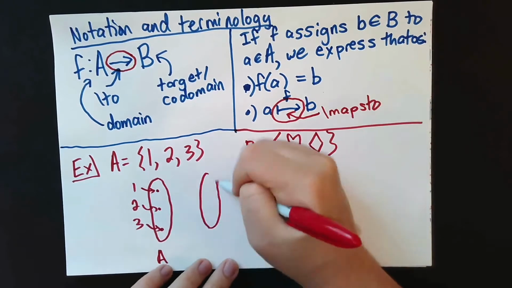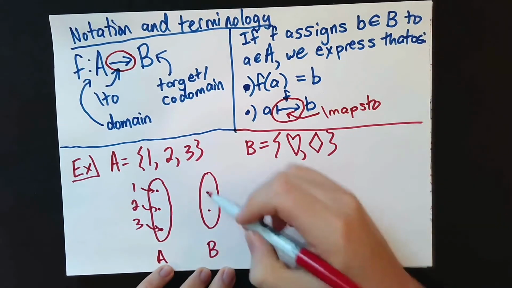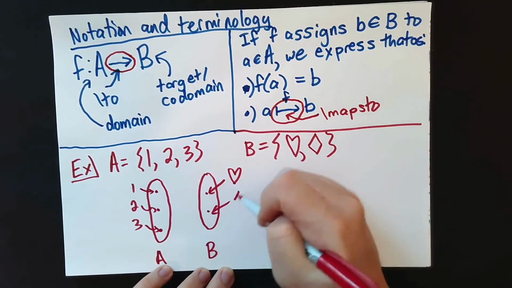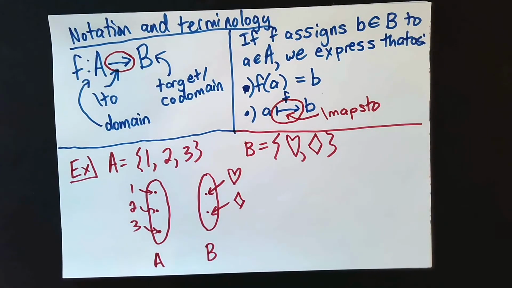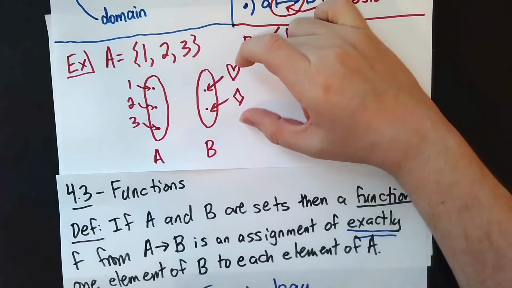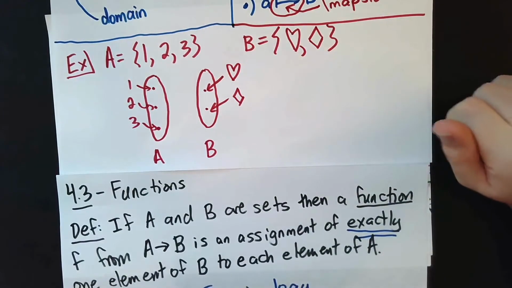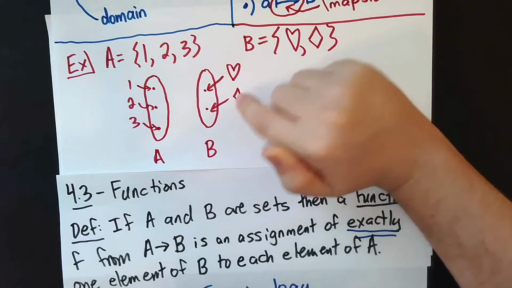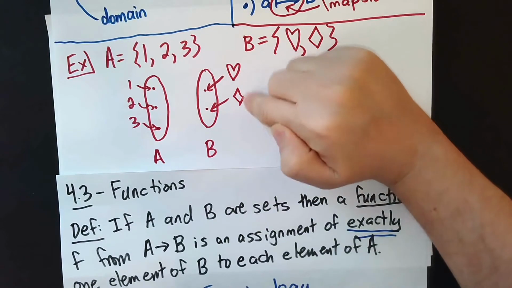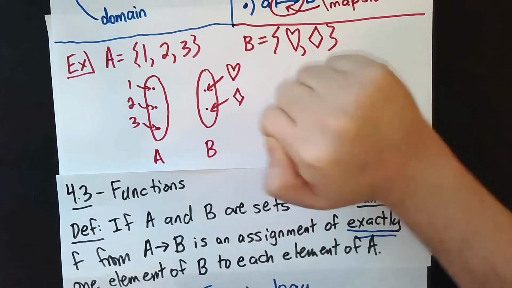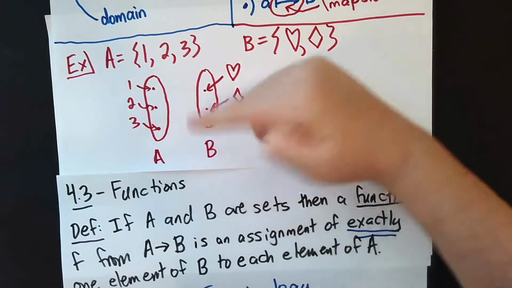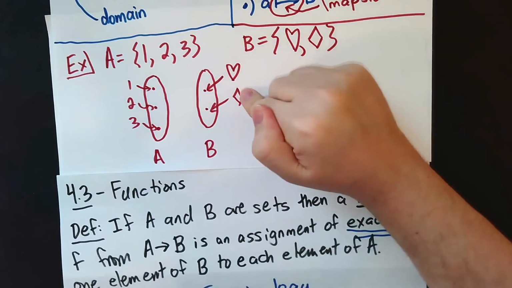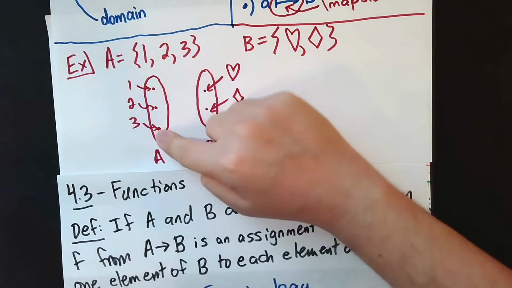I'm going to do the same thing for B. B only gets 2 dots because B has 2 elements. And so here is heart, and here is diamond. And I can read this definition in the context of this to see what's happening. I meant to assign exactly one element of B. That is, I meant to assign either heart or diamond to each element of A. So in order to write down a function from A to B, I have to pick heart or diamond for each element of 1, 2, 3.